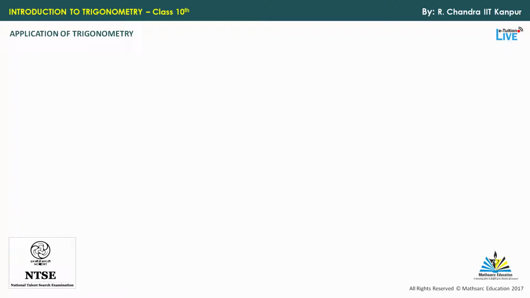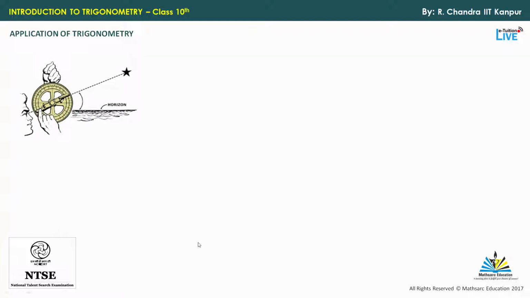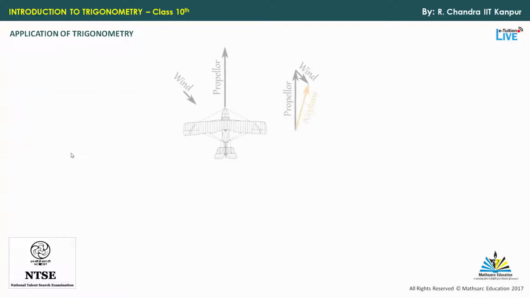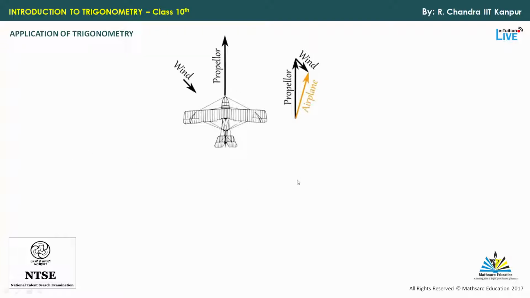Now let's move on to applications of trigonometry. The first application that we have here: you can see a person is watching this star, and there is a horizon and it is making some angle. Here we have another example, a propeller running in this direction and there is a wind. So with respect to the ground, you will see the airplane move in this direction.